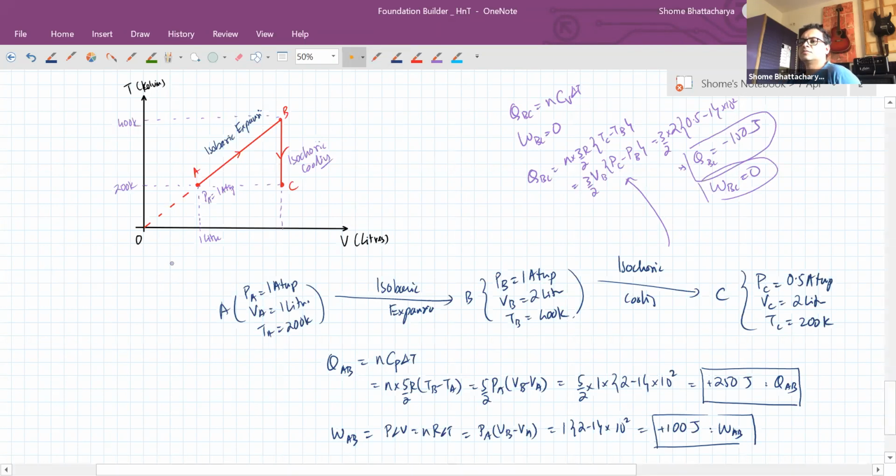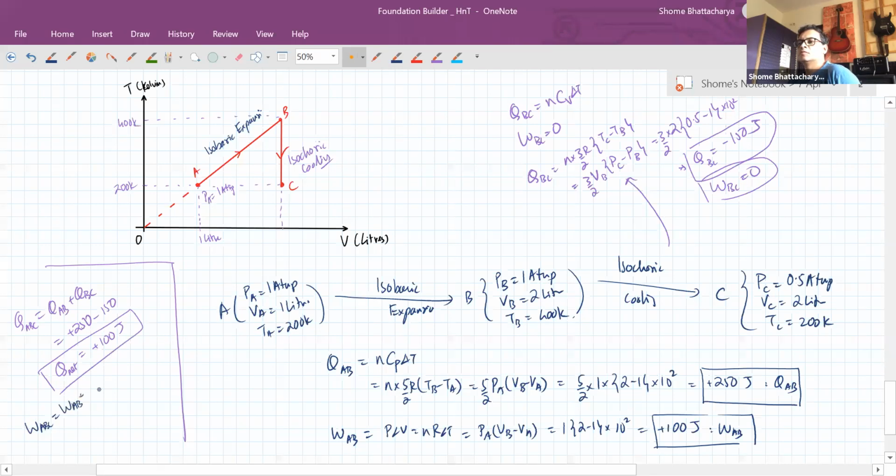So now for the net process, QABC. And similarly, and therefore it is not surprising that delta U net is zero, because you can also see that the final temperature is equal to the initial temperature. Okay. And also Q net is equal to W net. So delta U is zero for the net process.